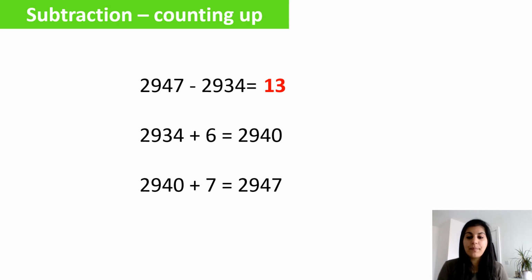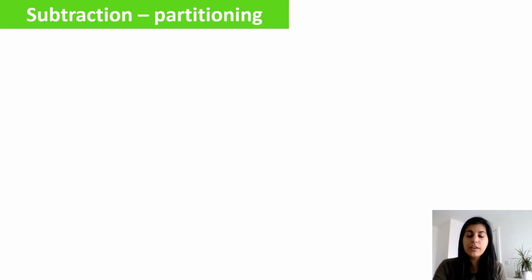We're now going to look at my last subtraction strategy, which is partitioning. So we've already done this with addition, so it shouldn't be too tricky to do it with subtraction. So you can see here I've got 7,163 take away 4,121. Let's have a look at my example.